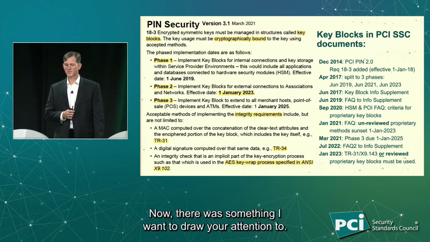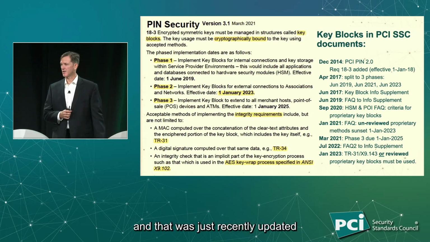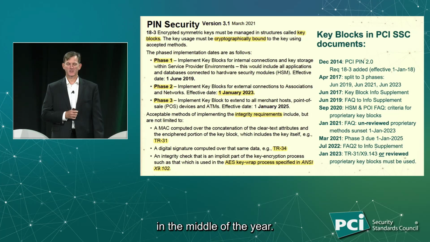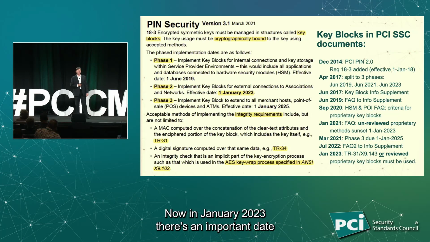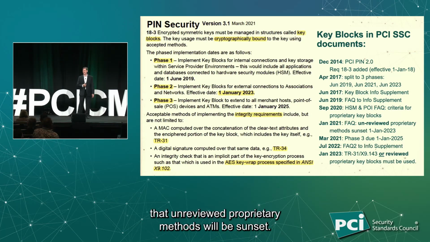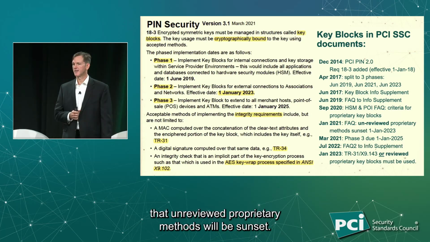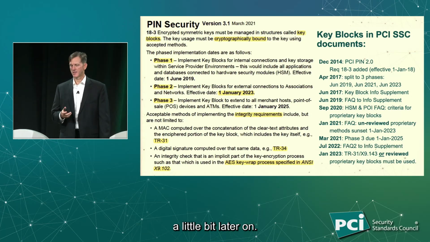Now, there was something I want to draw your attention to. There was a key block supplement that was published, and that was just recently updated in the middle of the year. So you'll want to go and download the latest key block supplement. Now, in January 2023, there's an important date to know because that is the date that unreviewed proprietary methods will be sunset. And I'm going to come back to what that means a little bit later on.